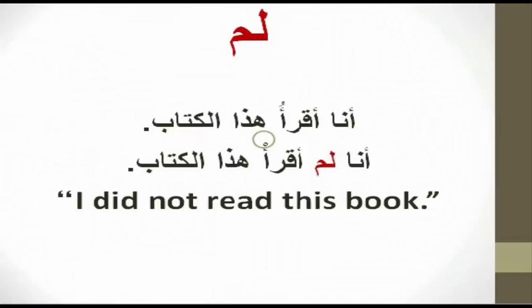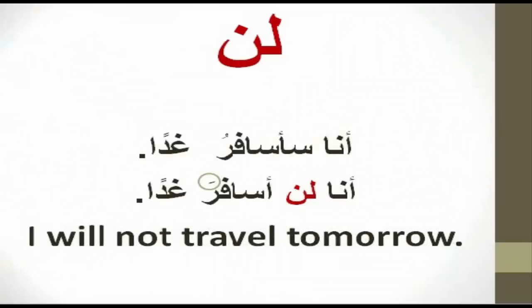More particles to be used for Arabic negation is لن. لن is used to negate future verbs, and it must be followed by the present form of the verb. Let's see how. The sentence أنا سأسافر غدا. I will travel tomorrow. When we add لن, you have to add it before the verb, and the verb here is a present verb. أنا لن أسافر. So you have to change the vowel on the last letter.